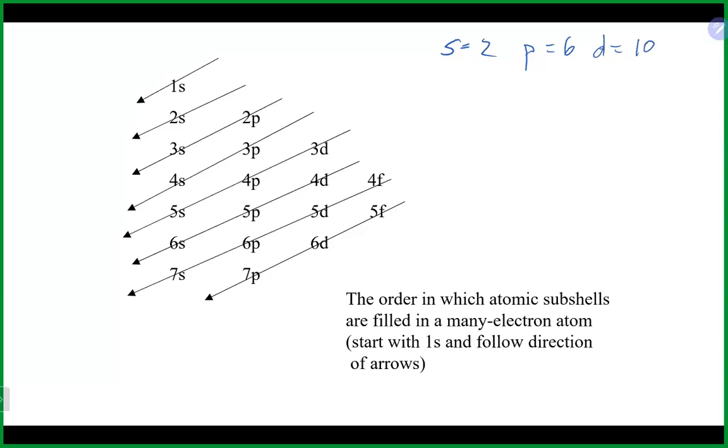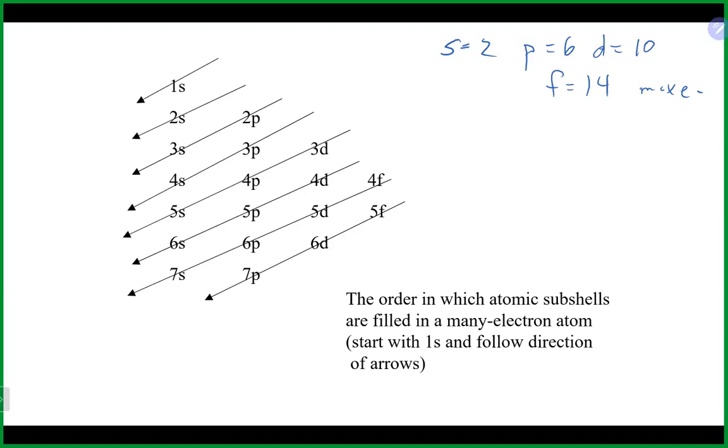And that's going to be 10 for our d subshell, as there's 5 different d orbitals. On any level, there are d's. And f's, which are the last ones, there are 7 different ones. So 14 maximum electrons.